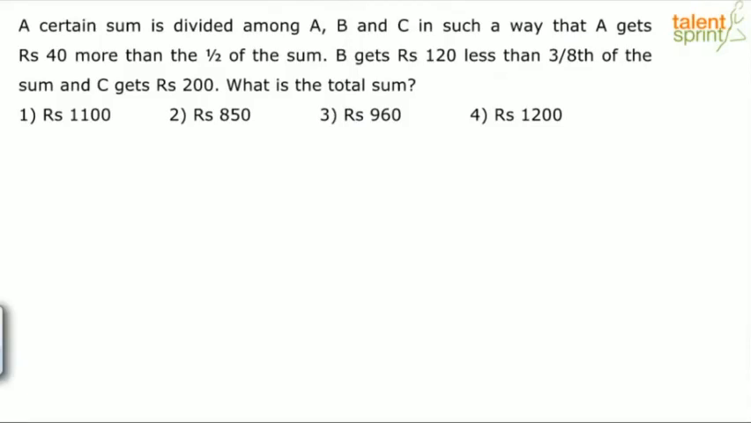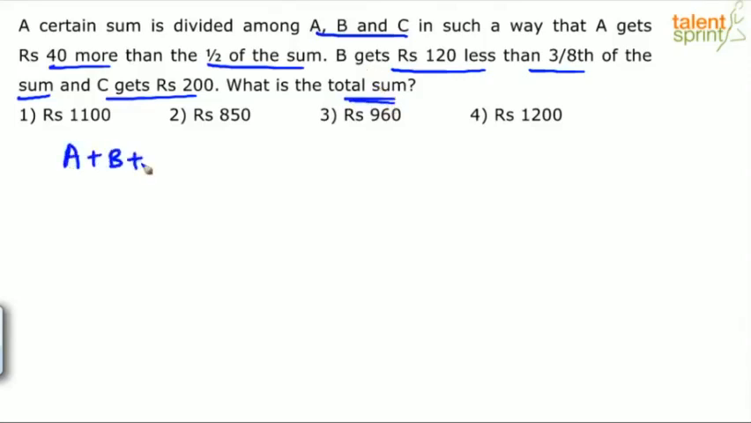Next one. A certain sum is divided among A, B and C. A gets 40 more than half of the sum. B gets 120 less than 3/8 of the sum. And C gets rupees 200. So what is the total sum? See, let us assume A plus B plus C equals S, the total sum.